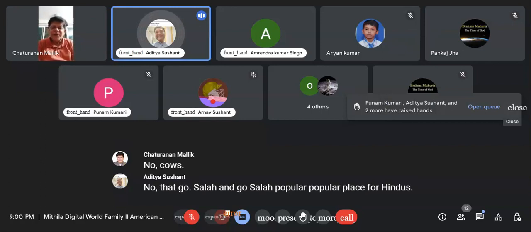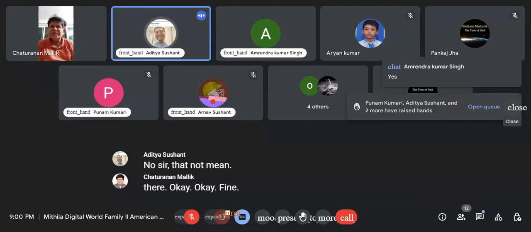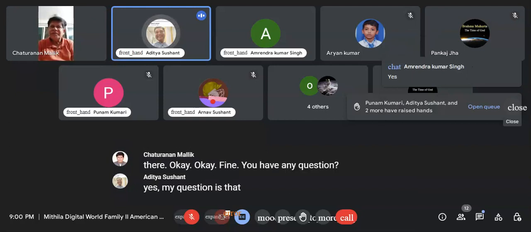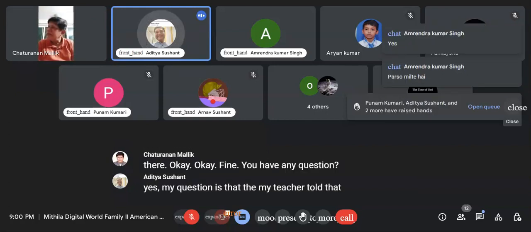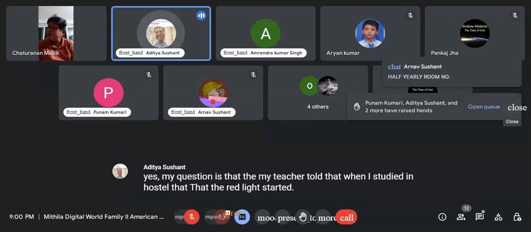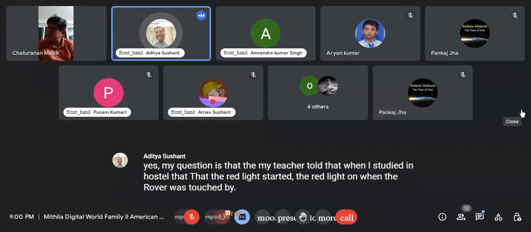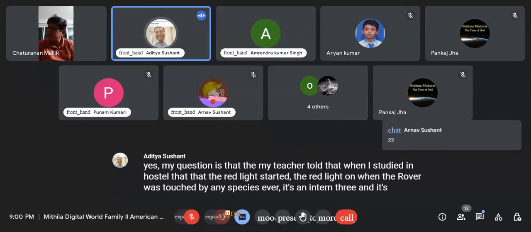Okay, fine. So do you have any question? Yes, so my question is that my teacher told me, when I studied in hostel, that the red light started, the red light came on when the rover was touched by any species in Chandrayaan 3, and how did the red light start?